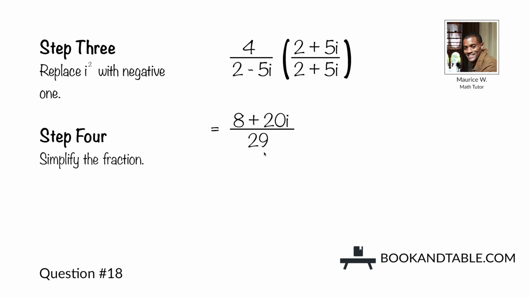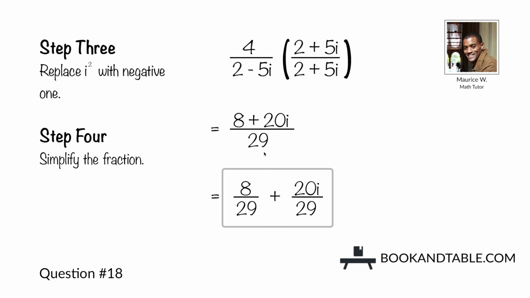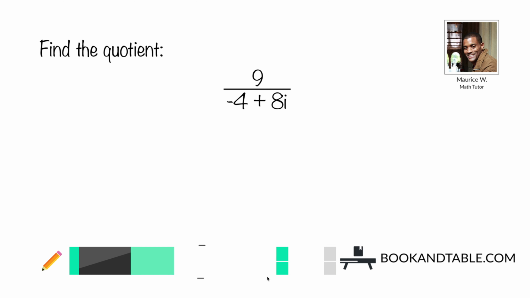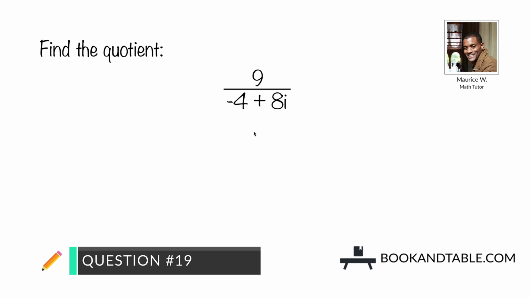And now we want to simplify this fraction. We want to break it up into two fractions, 8 over 29 plus 20i over 29. And since neither of these fractions can be simplified further, our final answer is 8 29ths plus 20i 29ths. So that is question number 18. Let's now have a look at question number 19.